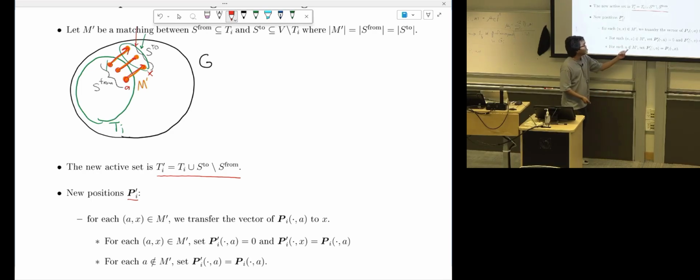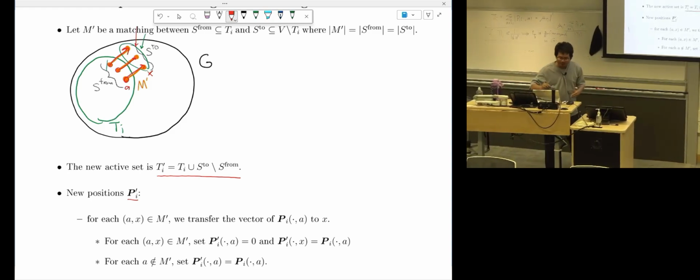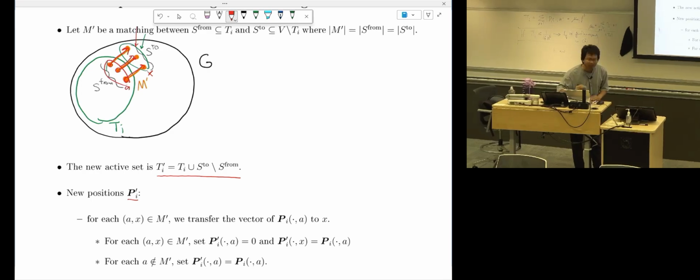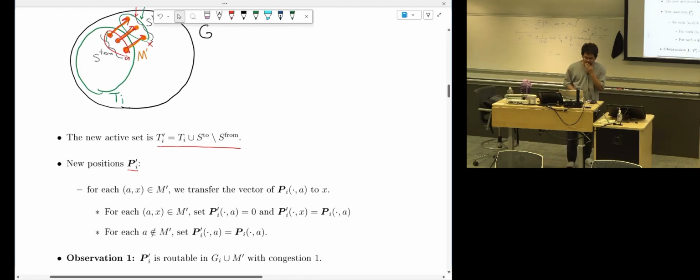Good. And then the ones that are not in the matching just stay the same. So this is just what happened. Just transfer everyone in S from to S2. Okay, so here is the claim.